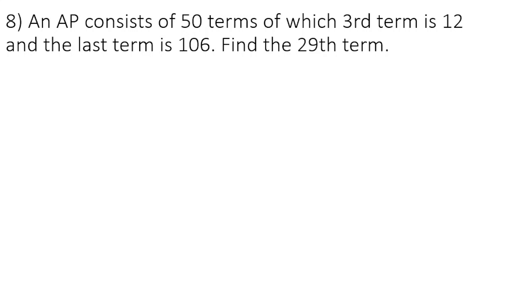Okay, next the 8th question. 2 more are there. We'll do it fast. An AP consists of 50 terms, of which the third term A3 is 12, and the last term, that is the A50th term, is 106. Now find A29. Okay, we'll write the formula for that.